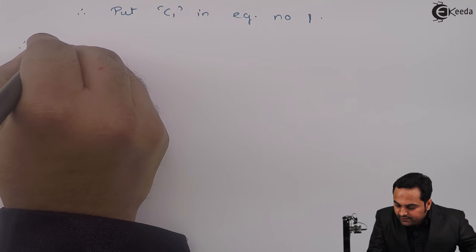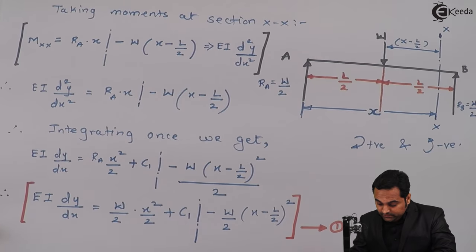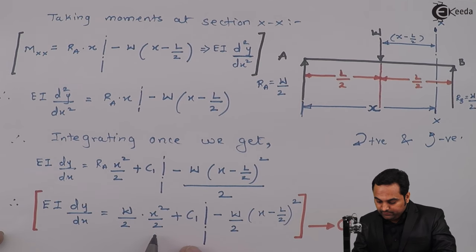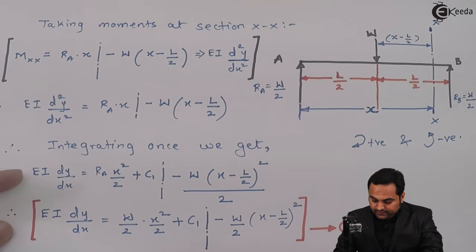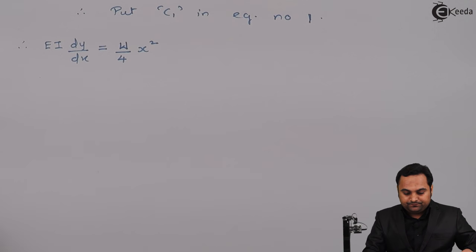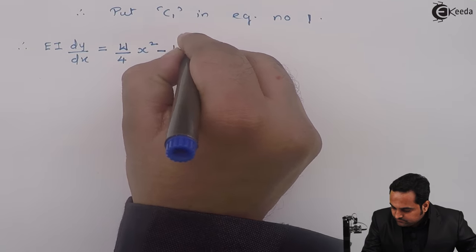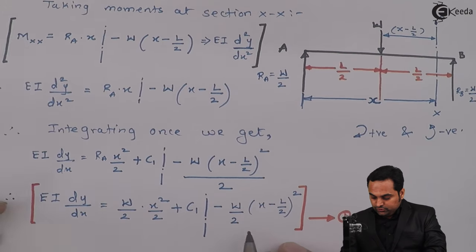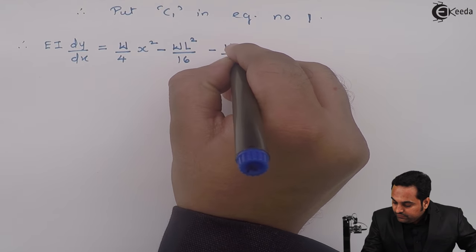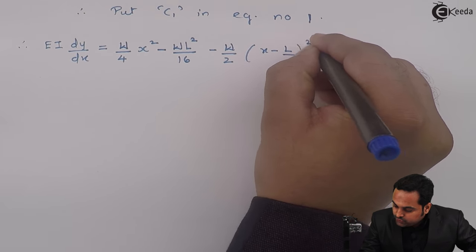Therefore EI dy by dx is equal to, this is W by 4, I'll give it as W by 4 x square. Now it is plus C1, so I'll put the value of C1, and C1 was negative, that is minus W L square by 16. Then I'll keep all values as it is. So here I have minus W by 2 into x minus L by 2 whole square.